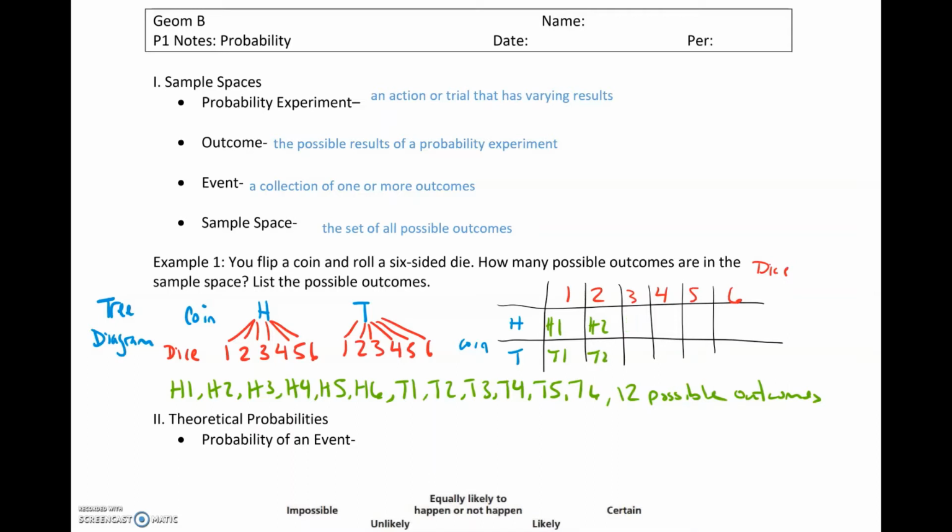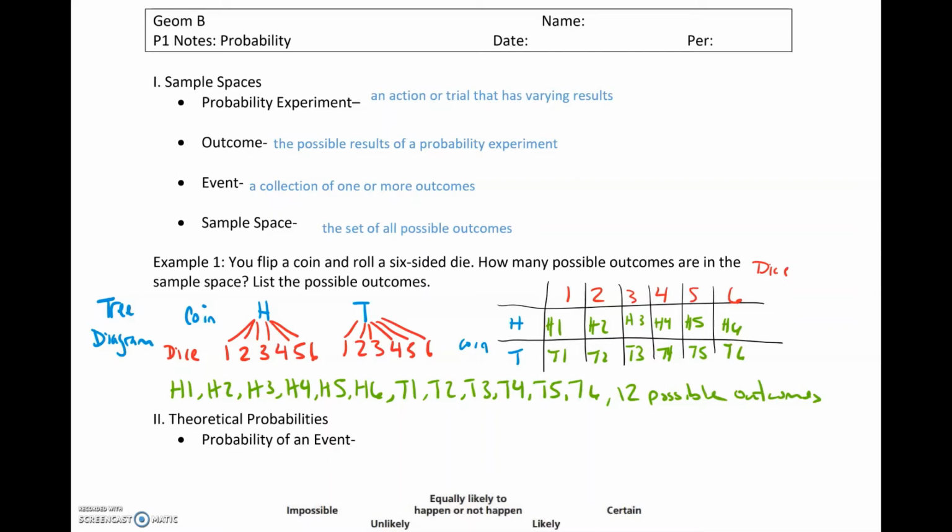Let me rewrite that. Heads 3, tails 3, and you get the idea. And that gives you all 12 outcomes that we got from the tree diagram as well. So again, good and bad to both.